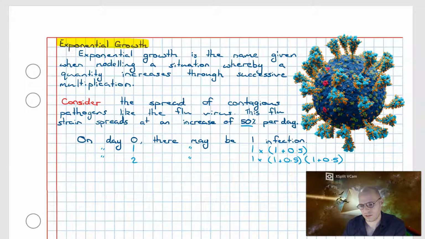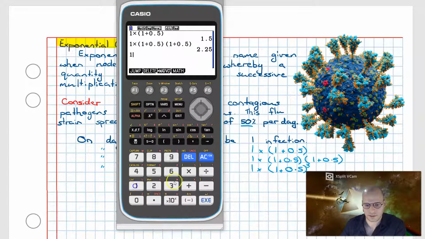Now another way we can write this is we can go for the next situation onwards. For day 3 we can go 1 times 1 plus 0.5, then rather than writing them all out, I'll just put in a little cubed. So there's 3 instances of this. Computing this on the calculator, we're going to get at least 3 cases, so 3.375, so we're approaching 4.